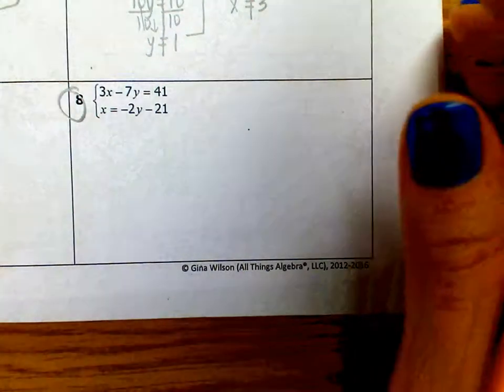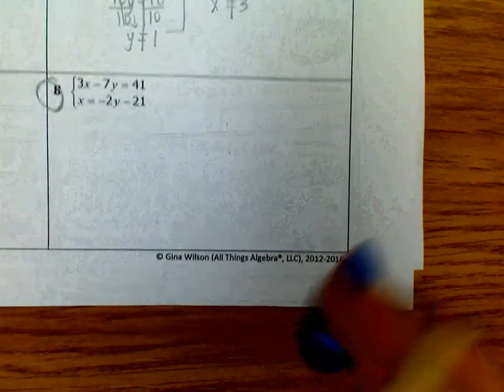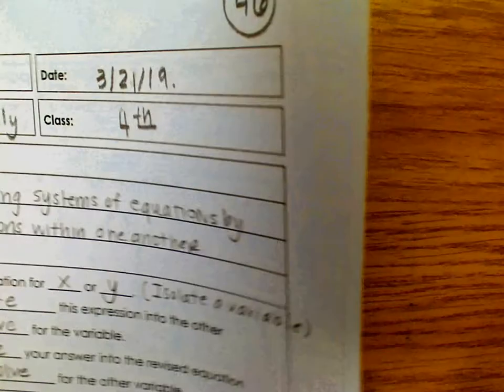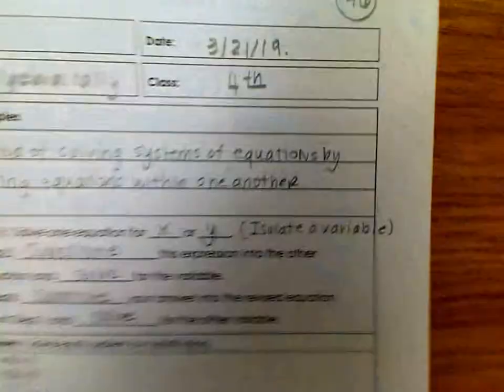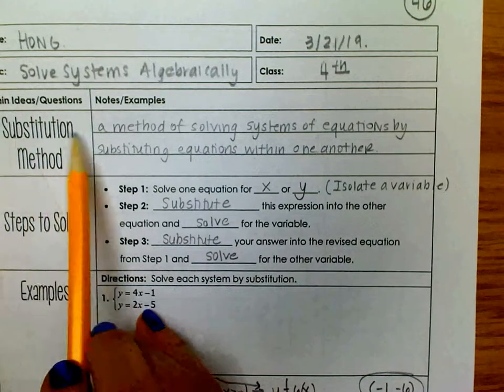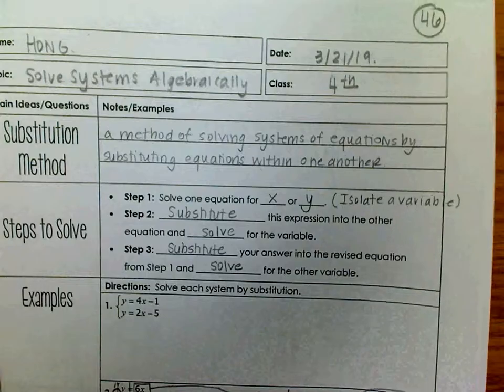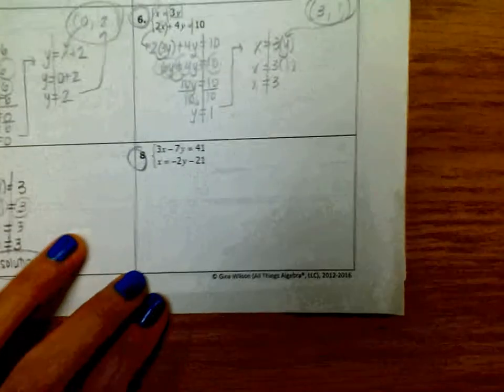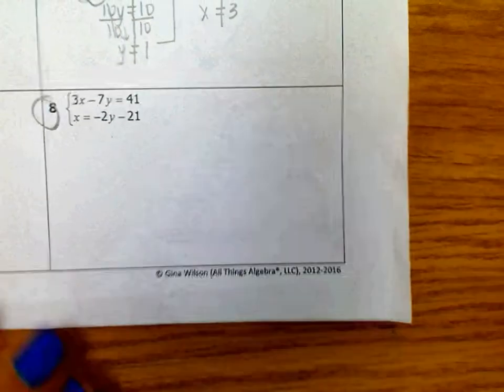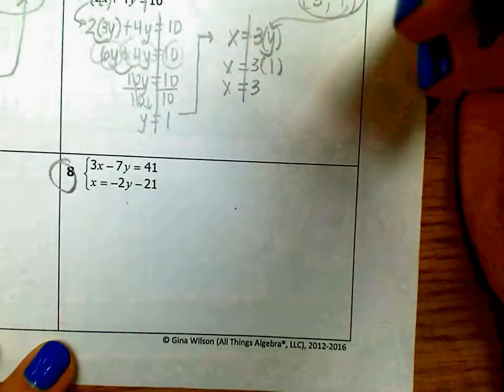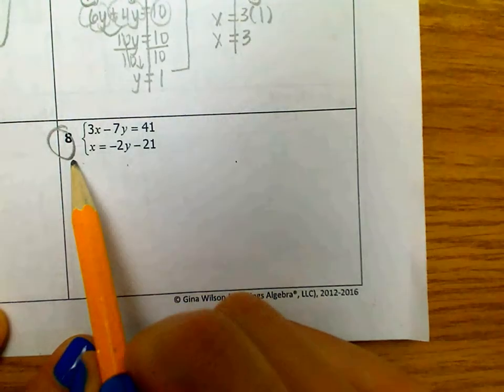Okay guys, I'm going to be going over tonight's homework, so it's going to be number 8. As you can see, this is page 46 in the binder, and it looks like this. It's a substitution method. So if you take a look over here, we have number 8. Now there's 2 number 8s in this packet, but this is the one on the second page.